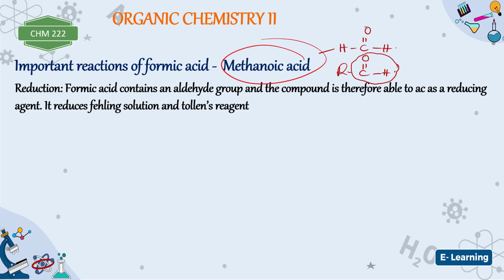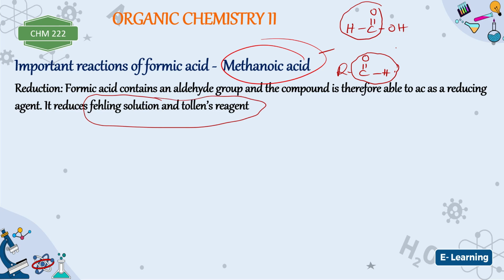And if you also look at, okay, this is not methanoic acid, this is methanol. Methanoic acid is something like this. If you also look at methanoic acid, you agree with me that they also have a similar functional group. Hence, formic acid can act as a reducing agent. Now, it also reduces Fehling's solution and Tollens' solution.